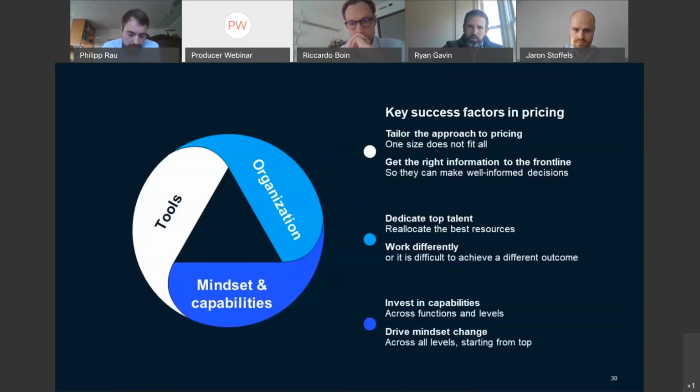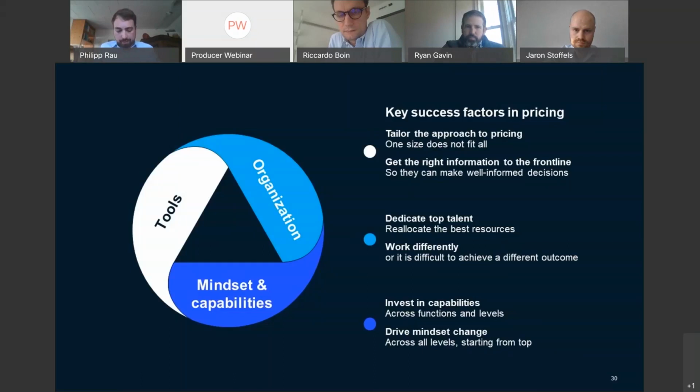On the tool side, from our perspective, it's again very important to make sure that the approach to pricing tool support is tailored to respective contract types, and one size does not fit all. And here also, the biggest challenge is the link to the frontline. So we can have the greatest pricing tools and guidelines in the headquarter. If the frontline sales teams are not in a position to use that and get their price out to customers, then we are missing a very important link.